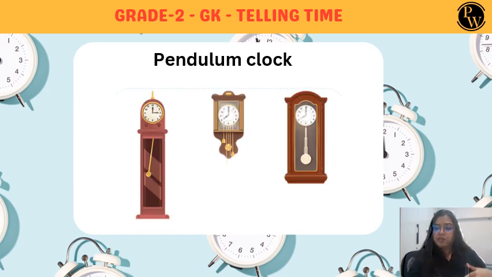Next up, we have these big, huge pendulum clocks. They used to be used in ancient times. They have a pendulum, or a swinging weight, attached to them. These types of clocks can be standalone clocks or they can be wall clocks as well. But basically they were used in ancient times.